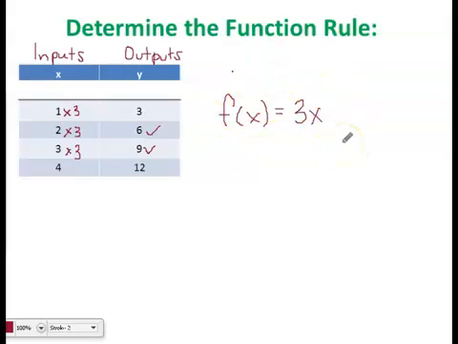And you'll get some practice with that this week, writing a function rule from a table. Again, you're looking for a pattern that relates the input to each output, and it has to work for each input and output. Just like we tried our first rule, we tried a pattern and it didn't work for all of our inputs and outputs, so we had to try again. And that's how we write a function rule.